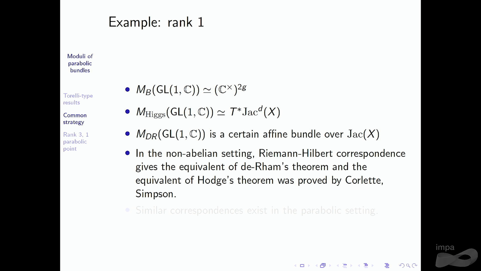And the idea is that in the non-abelian setting, the Riemann-Hilbert correspondence gives you the equivalent of de Rham's theorem, and Hodge's theorem is given by this result by Corlette and Simpson, Corlette in rank 2 and Simpson in the general case. And then similar correspondences exist in the parabolic setting.